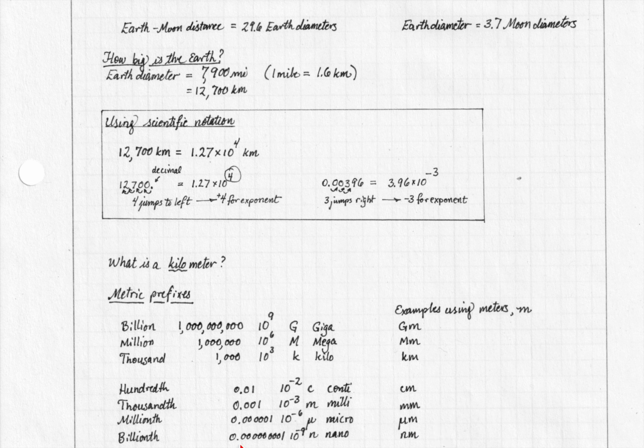All right, and finally, the last one that we need to worry about is a billionth. 1, 2, 3, 4, 5, 6, 7, 8, 9 decimal places over, so 10 to the minus 9th, and our prefix is a lowercase n, which is nano. We get a nanometer. So a nanometer is a billionth of a meter.